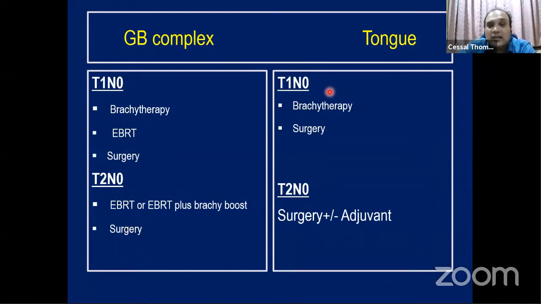For a highly selected tongue, you can have brachytherapy. Otherwise, you should consider the patient for surgery. For T2, no radiotherapy. It is surgery plus or minus adjuvant therapy. So this is the standard approach you should have in gingivobuccal complex tumor and tongue.